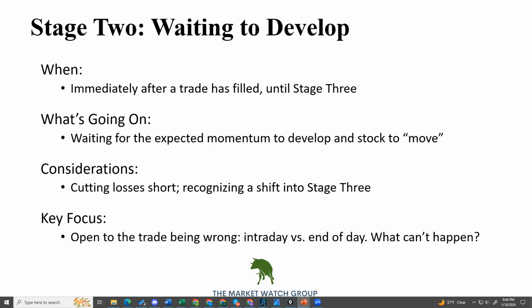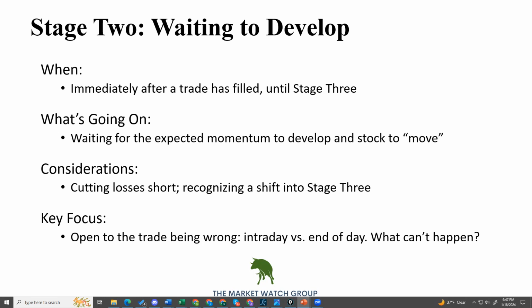I'm looking for if the trade goes wrong. I have to be open to the trade being wrong. I should have a pretty specific idea of what that would look like. Is it a couple of candles plus volume, and a little bit of news? What is it that would tell me?